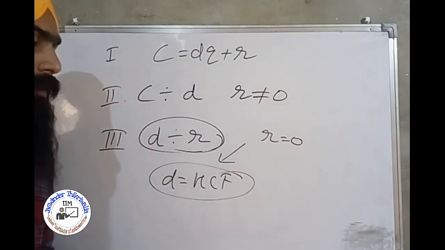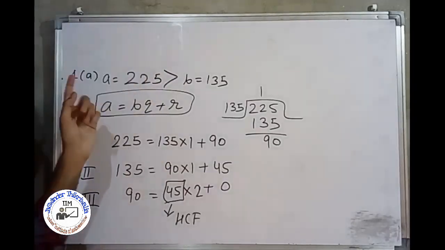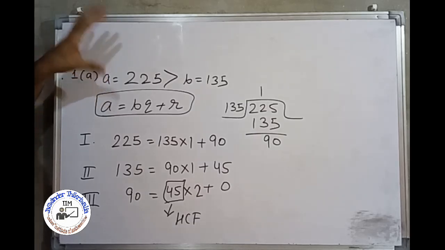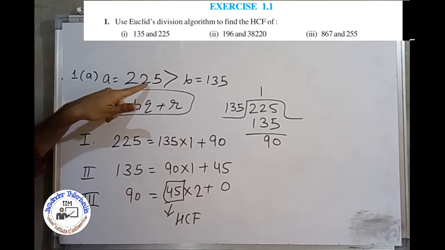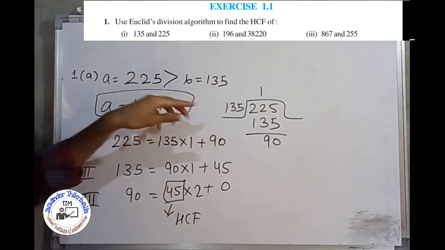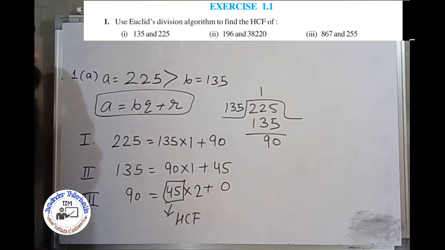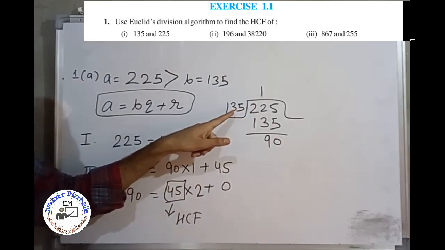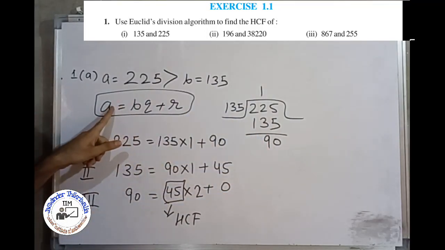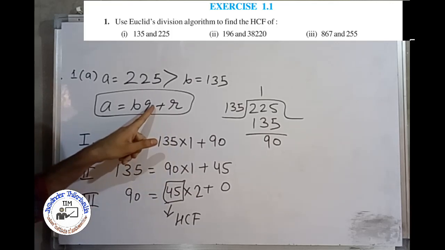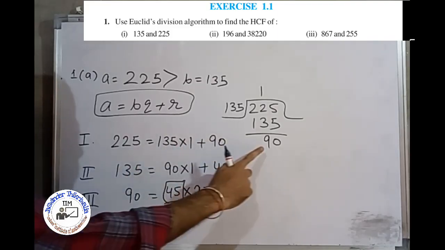Now Exercise 1.1, we will discuss the first question, all three parts. In the first part, we want to find out the HCF of these two numbers. In this A part, A is 225, B is 135 and A is more than B, so we want to divide them by the division algorithm. First of all we divide 225 by 135, so the quotient came 1 and the remainder came 90. So we will put the values here: A is 225, B is 135, quotient 1, remainder 90. Okay, we have written the first step.